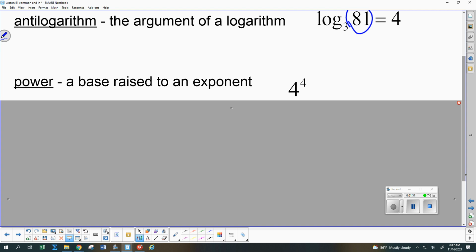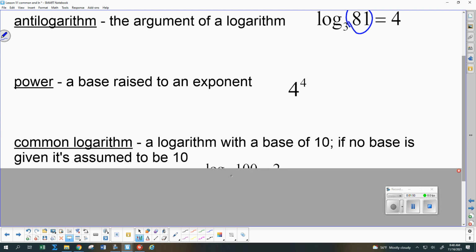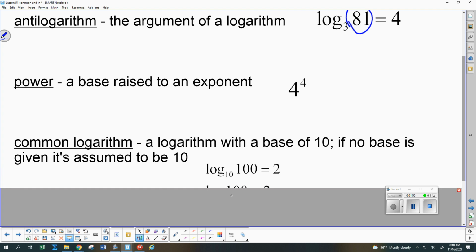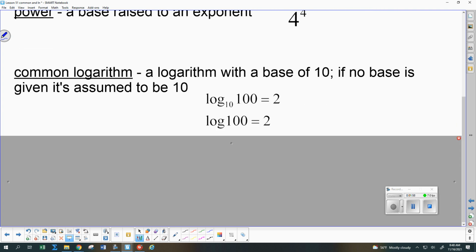Now I'm wondering, who remembers from last year? What is a common log? It has to do with what the base is. If there's a certain base, then it's a common log. Jack? Perfect. A common log is just when the base is 10. And it's so common that we can not even write it, and everybody knows that it's a 10. So we can write log base 10 of 100 is 2, or we can leave out that base and just say log 100 is 2. And we all know that means the common log base 10.